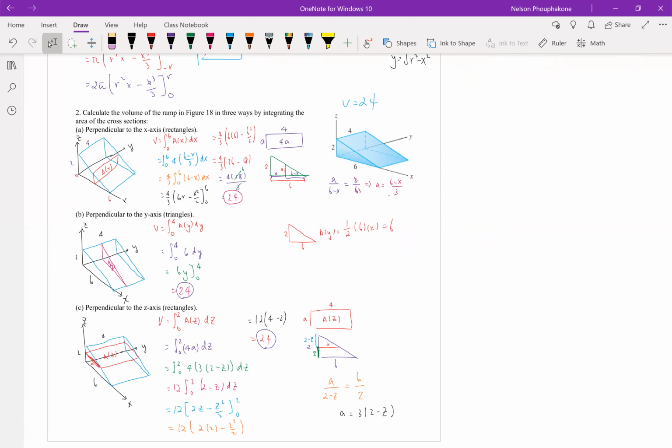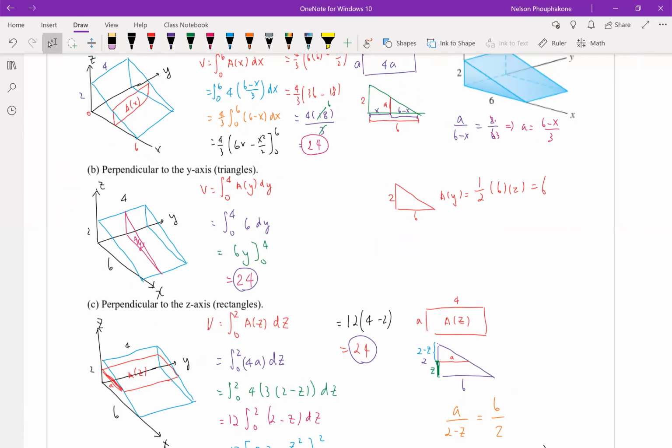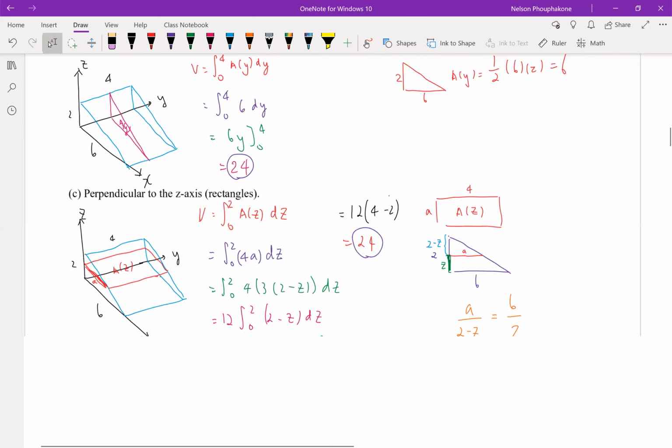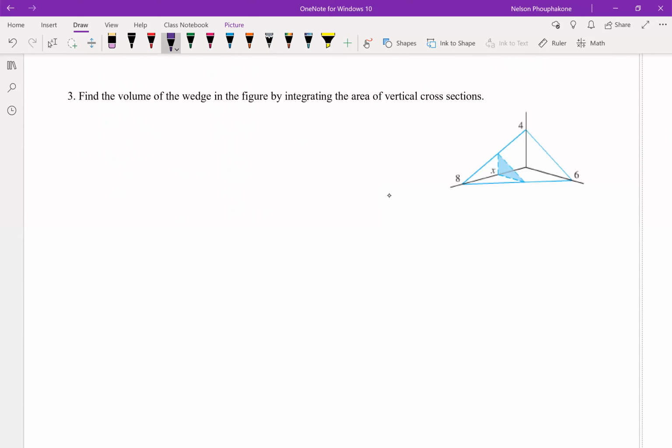Okay, so now the next problem is actually a little bit harder than this one, but again, let's try to see if you know how to do this one. Right now, I would like to find the volume of the ridges in the figures by setting the area of a vertical cross section right here.